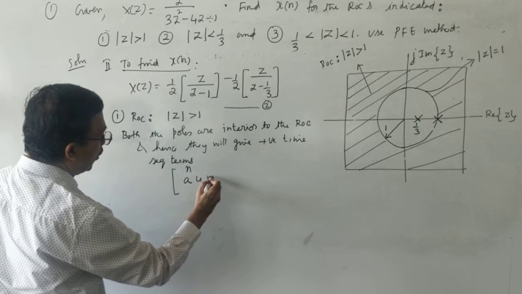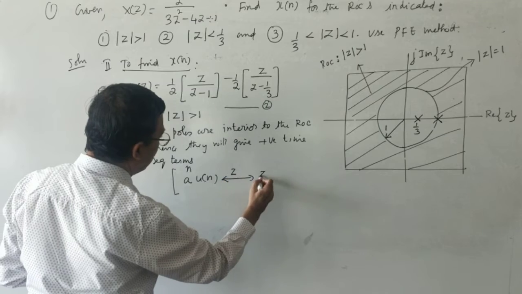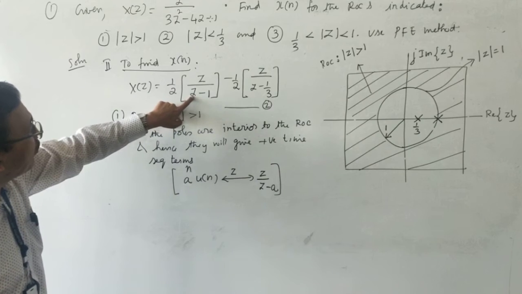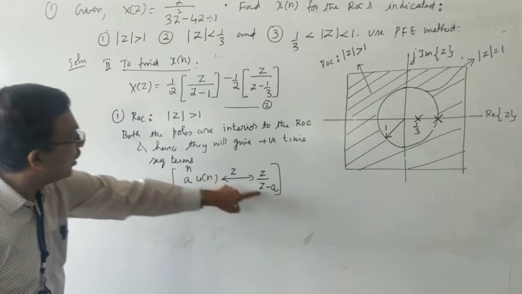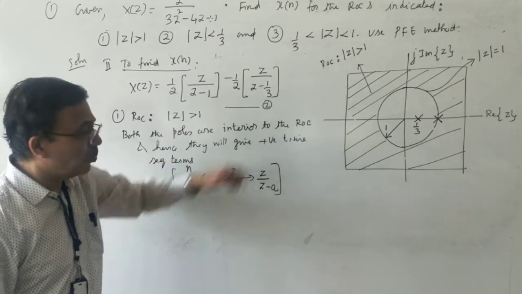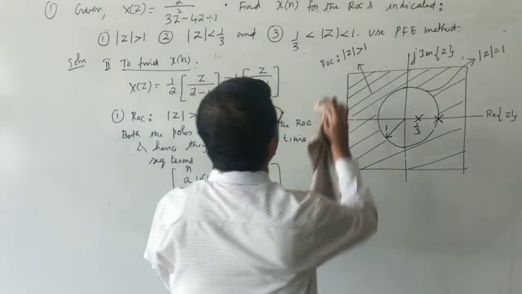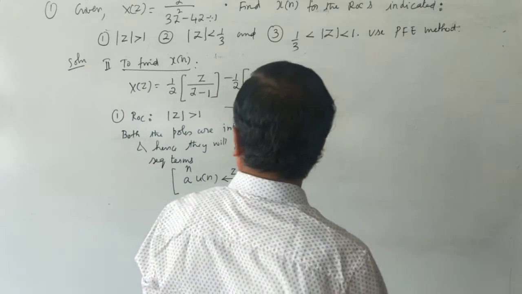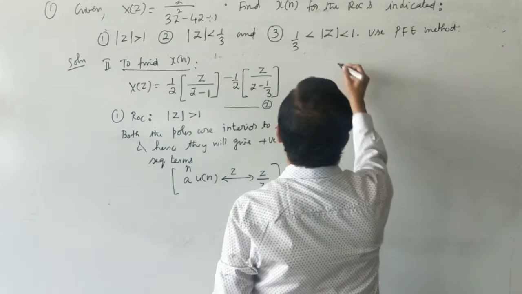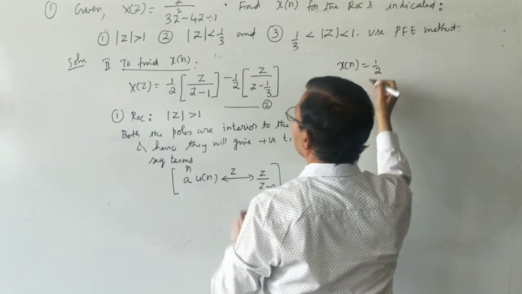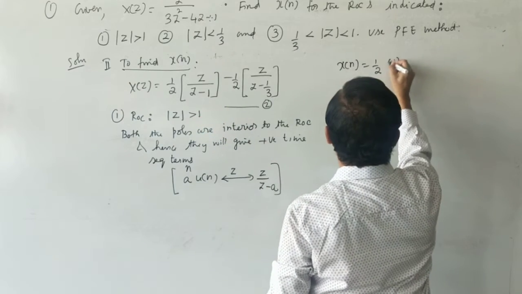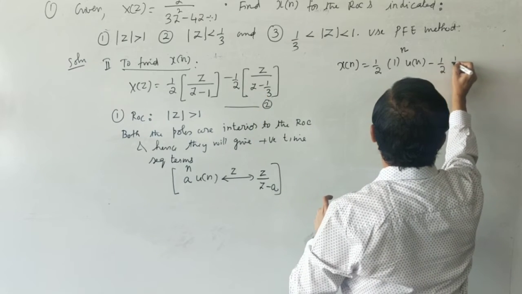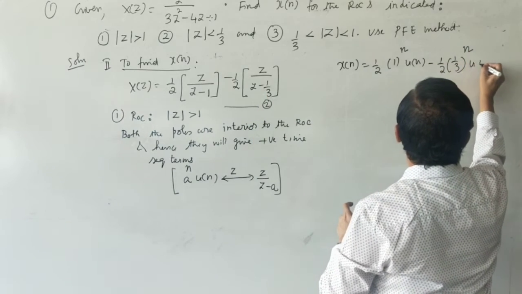I'm going to write in the brackets for your reference. A to the power n into u of n has z transform z divided by z minus a. That means inverse z transform of this is what? For this term, what is a? A is 1. For this term, what is a? A is 1 by 3. So what we get? Take inverse z transform of this. X of n is equal to half into 1 to the power n into u of n minus half into 1 by 3 to the power n into u of n.